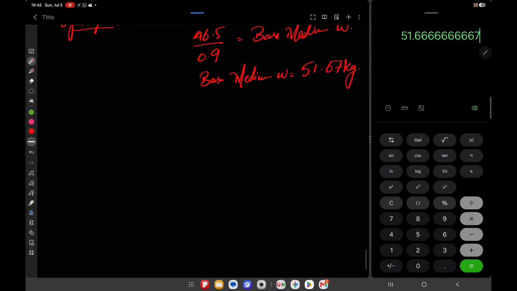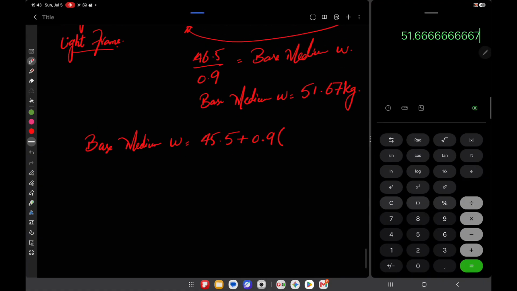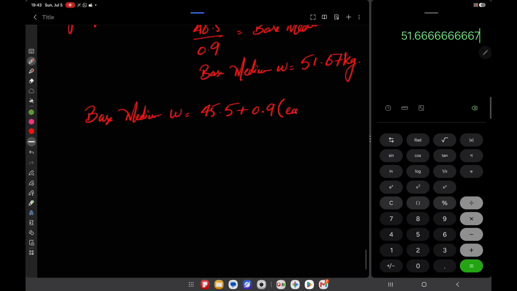Our next step is to calculate height. So we know that base medium weight, or ideal body weight of average frame, in case of female, is equal to 45.5 plus 0.9 into each centimeter above 152 centimeters.